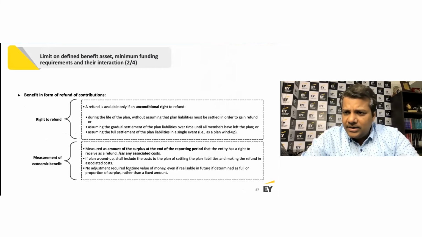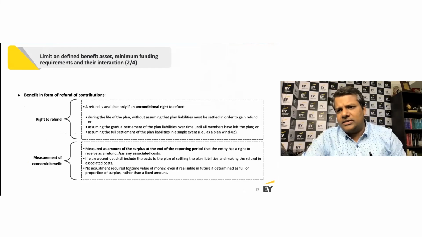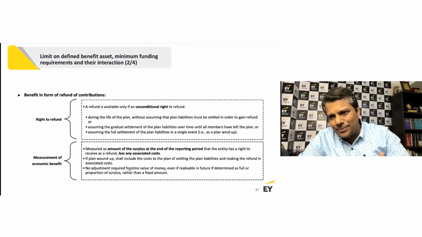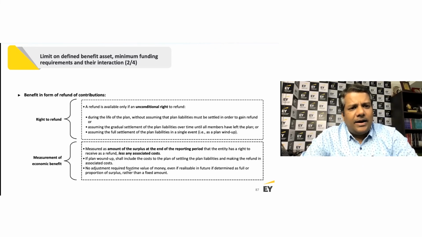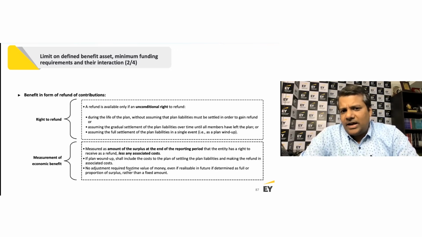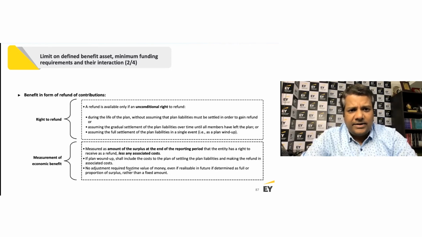It has to be an unconditional right to refund, and it is an unconditional right to refund during the life of the plan, without assuming that plan liabilities must be settled in order to gain refund. So if there is a surplus, I should be able to draw the surplus, as opposed to saying that you can only draw the surplus till the time you actually pay out all the liabilities, right? During or assuming the gradual settlement of the plan liabilities over time until all members have left the plan, or assuming the full settlement of the plan liabilities in a single event.